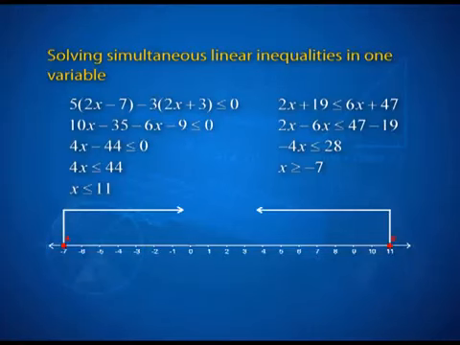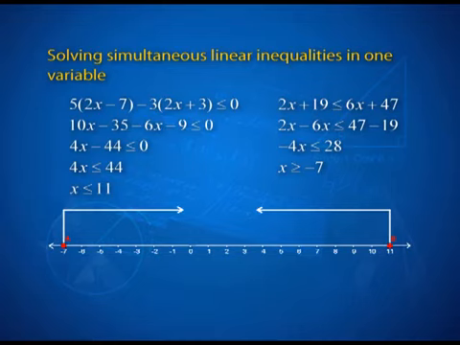Now, since we are solving these two simultaneous linear inequalities in one variable, we have to find the common solution for both the inequalities. Let us plot these on the number line. When we plot x greater than or equal to minus 7, it will look like as shown in the figure, and x less than or equal to 11 will point towards the left hand side.